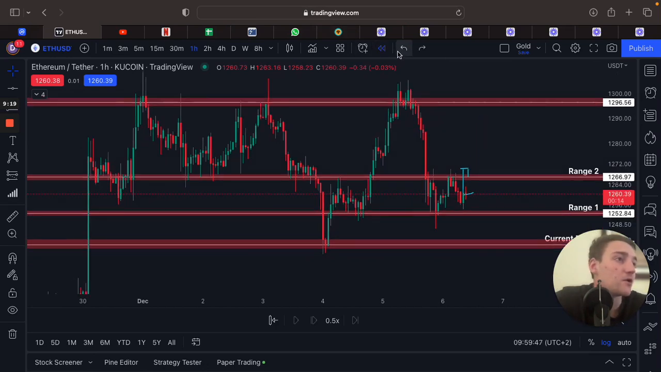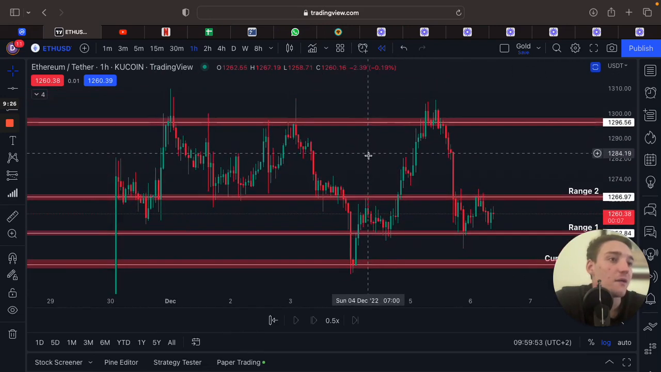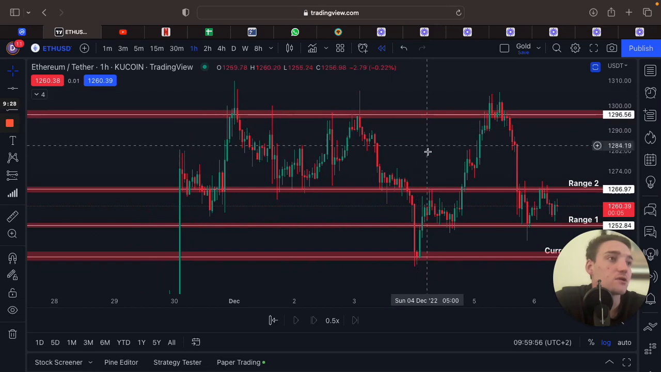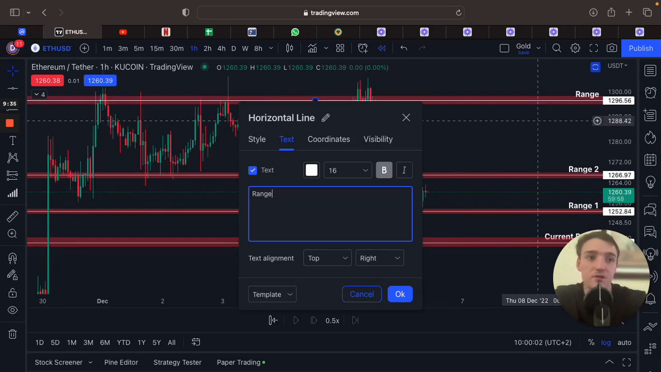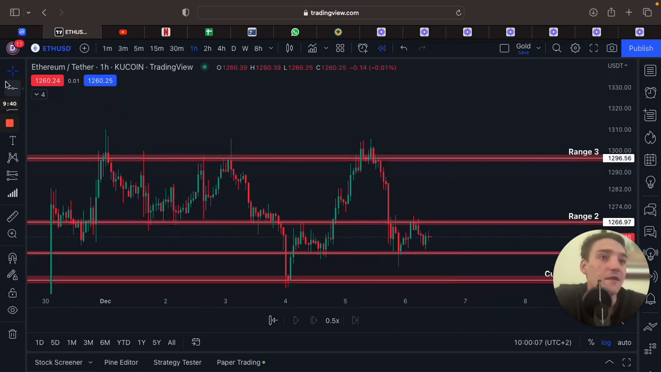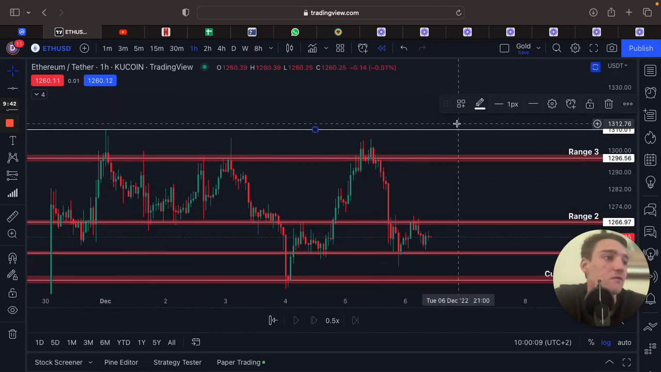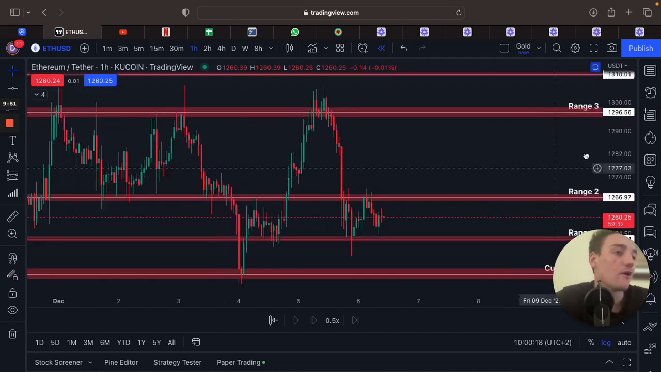And I'm going to go through a couple of trades that I took the other day, just to show you how this actually works. So let me just label this now, just so I have it, range 3. Okay, so that's our range 3. And then obviously we have our top of the range over here. Okay, so that's all our ranges.